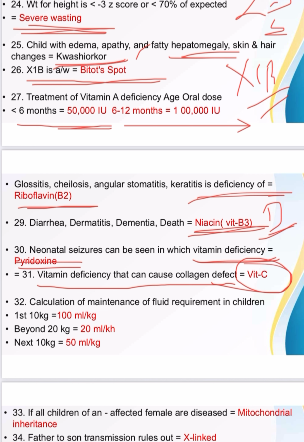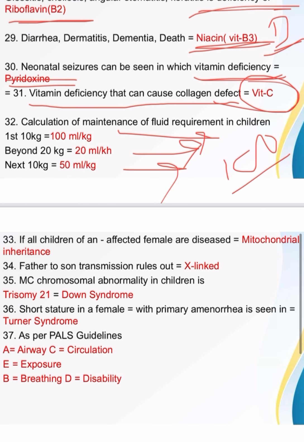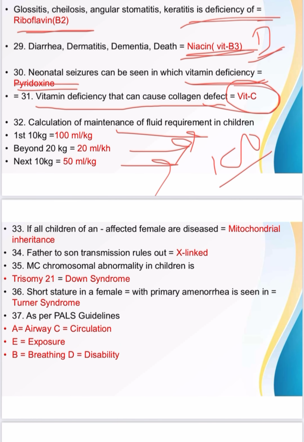Okay, then moving forward, calculate maintenance of fluid required in children. First 10 kg, 100 ml per kg; next 10 kg, 50 ml per kg; beyond 20 kg, 20 ml per kg.